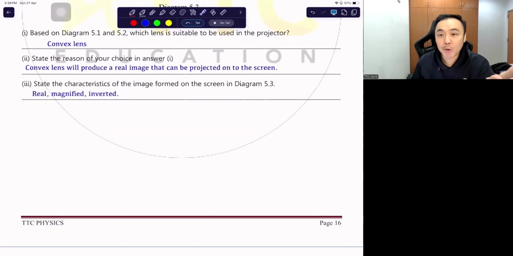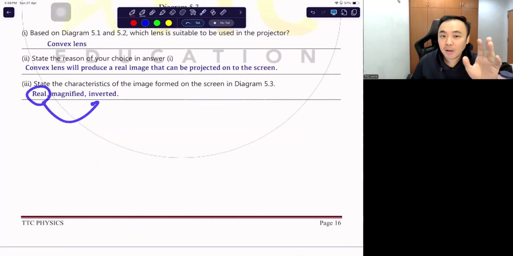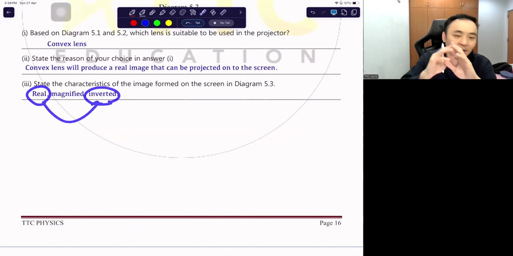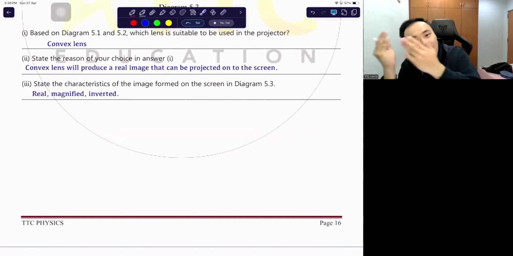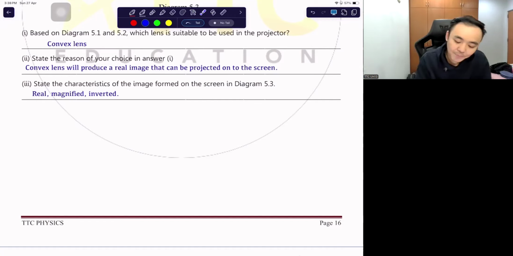Now, since you are very sure that this is a real image, then definitely it will be inverted. They bind together as one. Real image, inverted, combined together. No difference. And if it's virtual, it will be upright. Virtual, upright together. Real, inverted together. One package. Okay? Now I will show you.